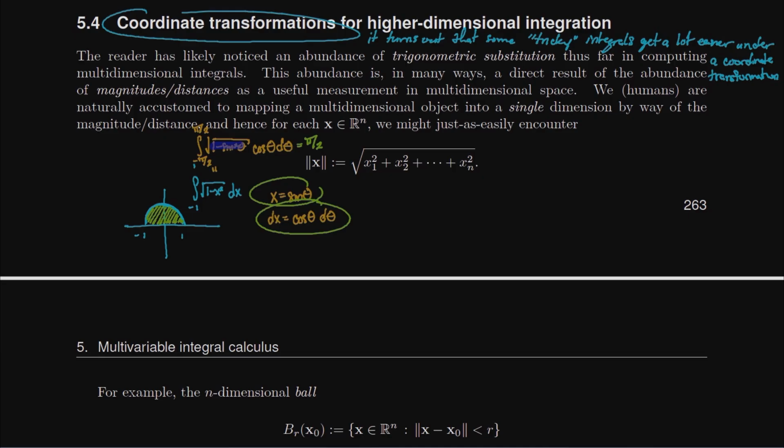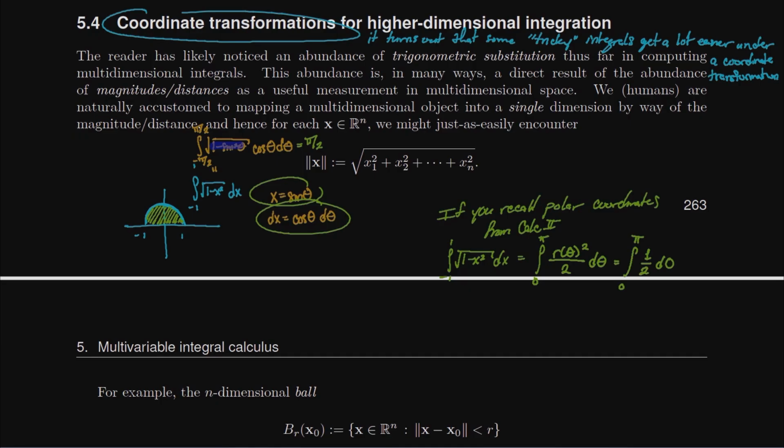It turns out in polar coordinates, if you recall polar coordinates from Calc 2, depending on if you actually studied them, this integral, the integral from -1 to 1 of root 1 minus x squared dx, can be rewritten in polar coordinates as the integral from 0 to pi, those are the bounds on theta, of r of theta squared over 2 d theta. But in this case the radius of that circle is fixed at 1, so this just becomes 1/2 d theta from 0 to pi, which of course is going to give you pi/2.